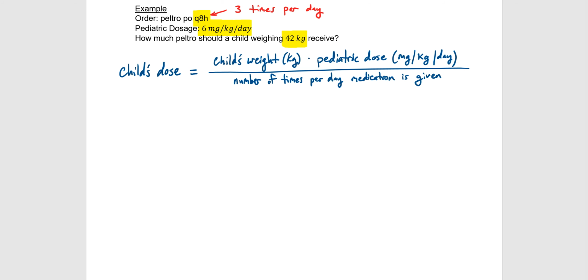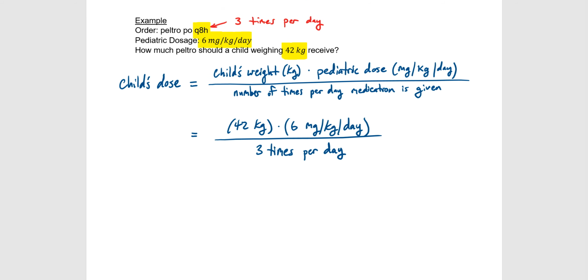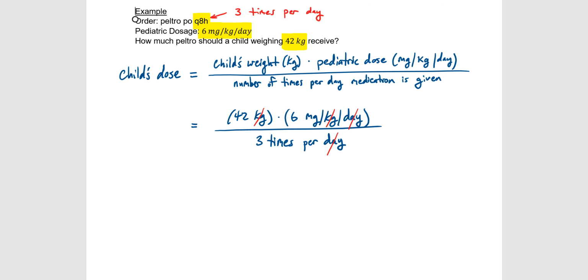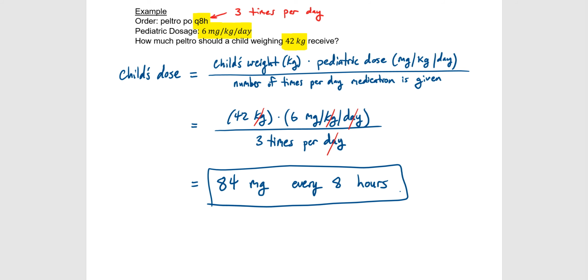Okay, so plugging all of these values in, we have 42 kilograms times 6 milligrams per kilogram per day divided by 3 times per day. The kilograms will cancel, the days will cancel, and when you multiply the numerator, 42 times 6, and then divide by 3, we end up getting 84, so that's 84 milligrams to be given every 8 hours.